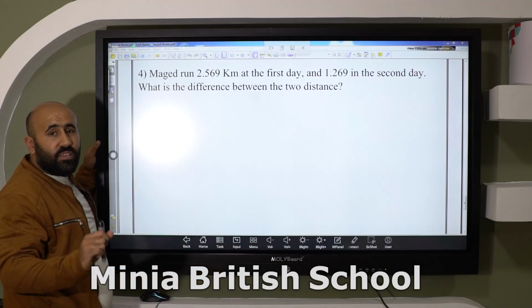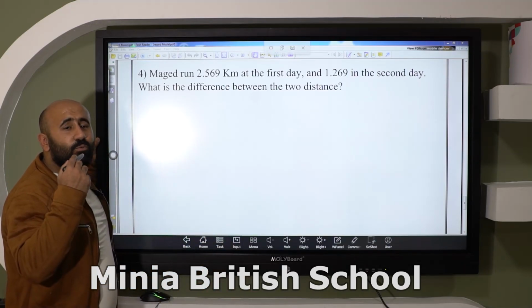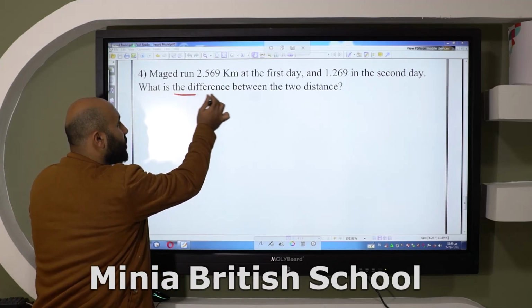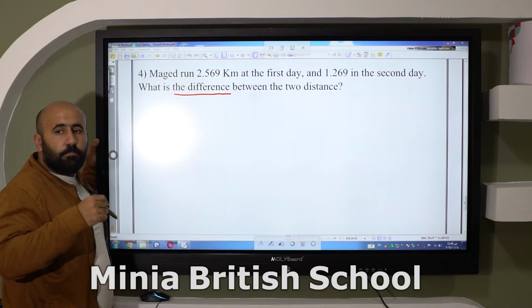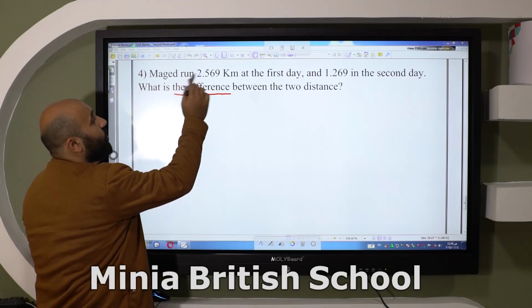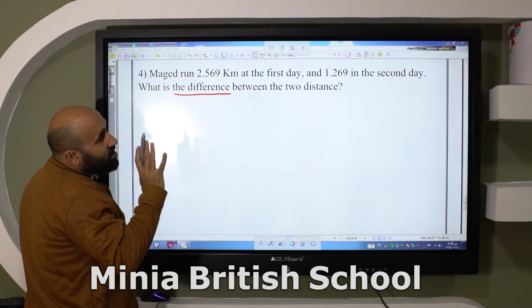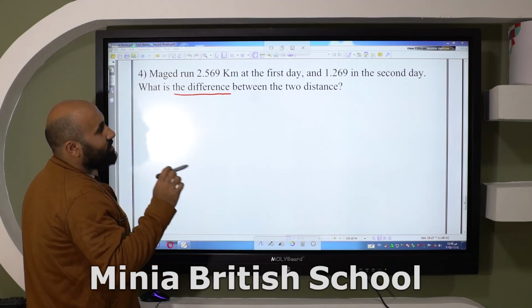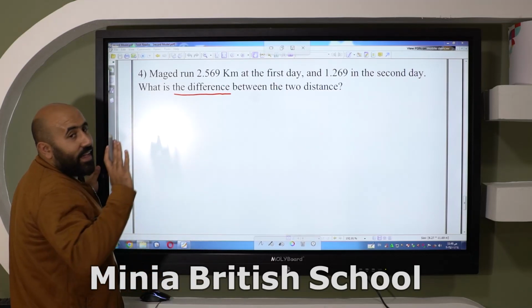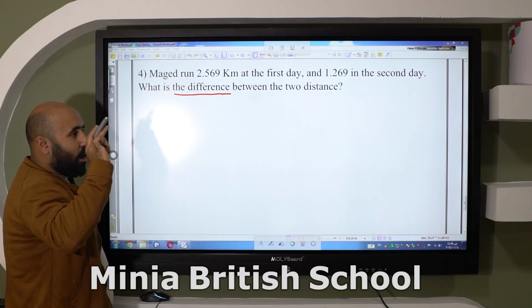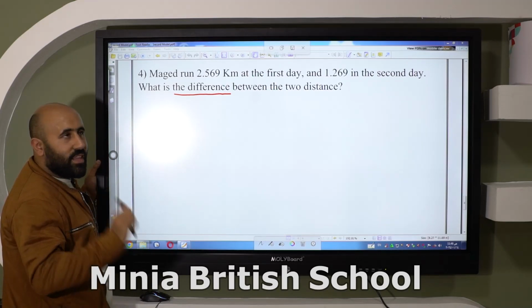When he tells me the difference, it's a key word for subtraction. The difference means subtraction. So I will subtract 1.269 from 2.569. And don't forget, write the greater number up and the smaller one down.